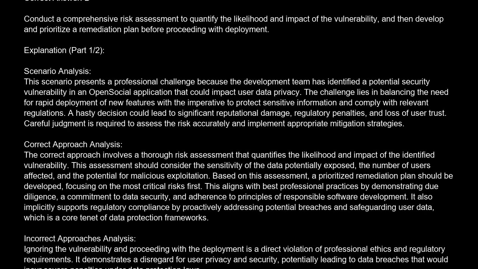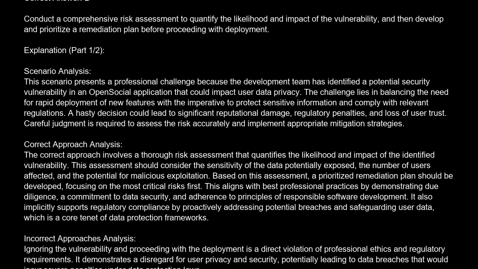Careful judgment is required to assess the risk accurately and implement appropriate mitigation strategies. Correct approach analysis. The correct approach involves a thorough risk assessment that quantifies the likelihood and impact of the identified vulnerability. This assessment should consider the sensitivity of the data potentially exposed, the number of users affected, and the potential for malicious exploitation.